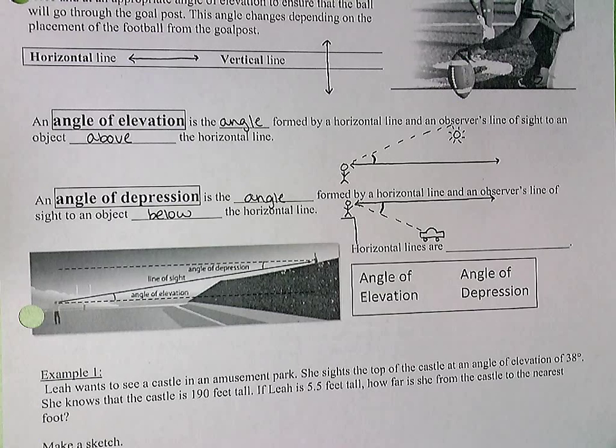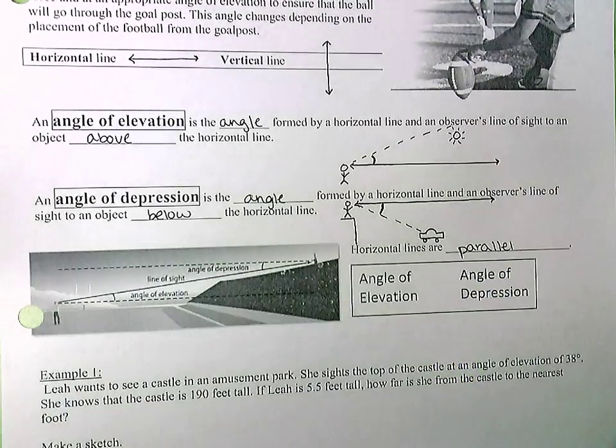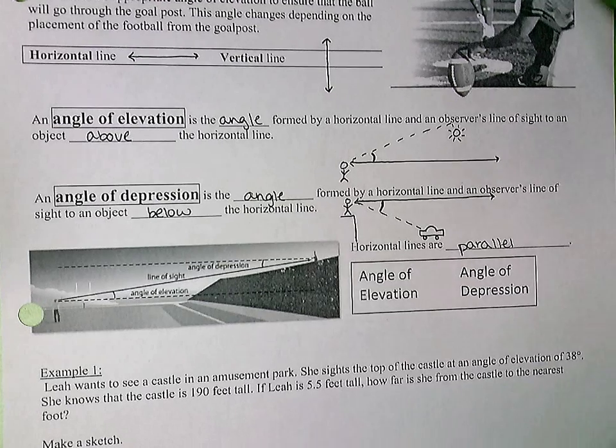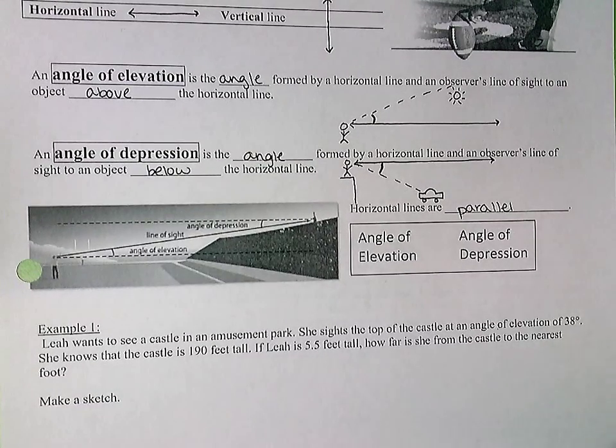Questions on angle of elevation or depression so far? All right, so horizontal lines are always parallel. What does parallel mean? They're never going to intersect. Parallel lines will never intersect. So horizontal lines that we draw in are parallel to each other. Now that means that the angle of elevation and angle of depression are going to be equal to each other.